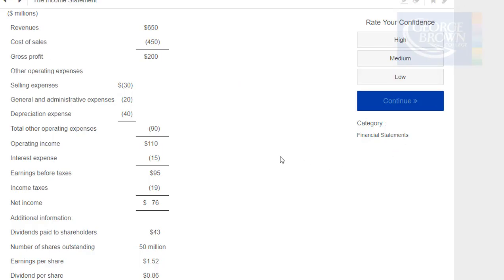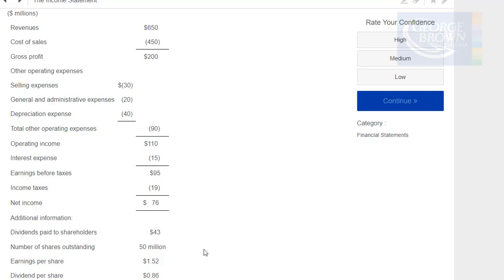So again, I'm in the ebook here. Just very quickly, we can see for ABC Company, revenue 650 million, cost of sales 450, gross profit 200, and we can see these other operating expenses: selling expense, general and admin, and that depreciation expense. Total other operating expenses 90. So we have an operating income EBIT of 110, earnings before interest and tax. Interest expense 15. So earnings before tax 95, income tax 19. So we have net income of 76 million. We recall that dividends paid to the shareholders was 43 million.